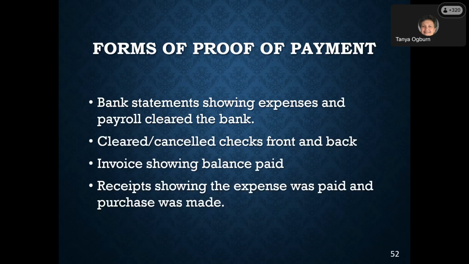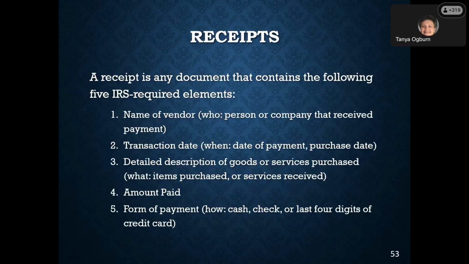Here we continue with forms of proof of payment. Bank statement showing the expense, cleared canceled check, an invoice showing balance paid, and receipt showing the expense was paid. A receipt is any document that contains the following 5 IRS required elements. We have the name of the vendor, the transaction date, the detailed description of goods or services purchased, the amount paid, and the form of payment.